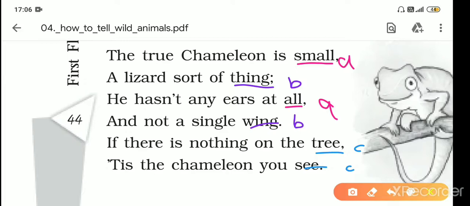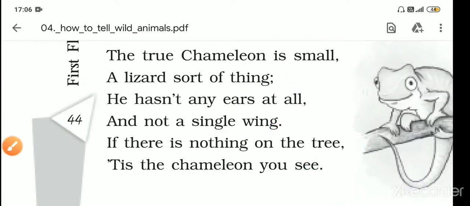Now, let us see once again the literary devices. Rhyme, that is A, B, C, C: small, all, thing, wing, tree, see. Now, alliteration, use of H sound, he, hasn't. Consonants, that is use of G sound, single, wing. So, this is consonance.